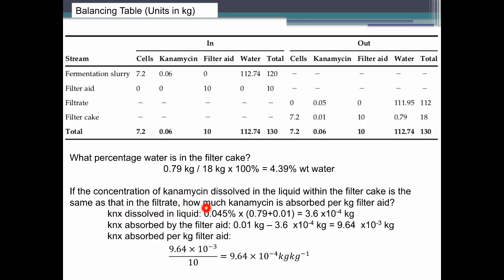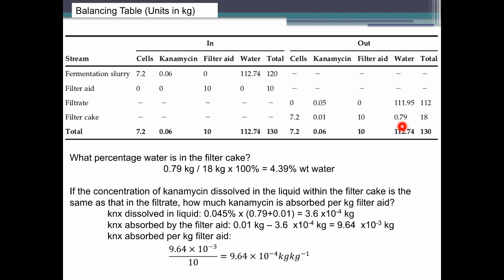So if the concentration of kanamycin dissolved in the liquid within the filter cake is the same as the filtrate, how much kanamycin is absorbed? So the amount of kanamycin absorbed in the liquid is 0.045%. So 0.045% of the liquid part of your filter cake.